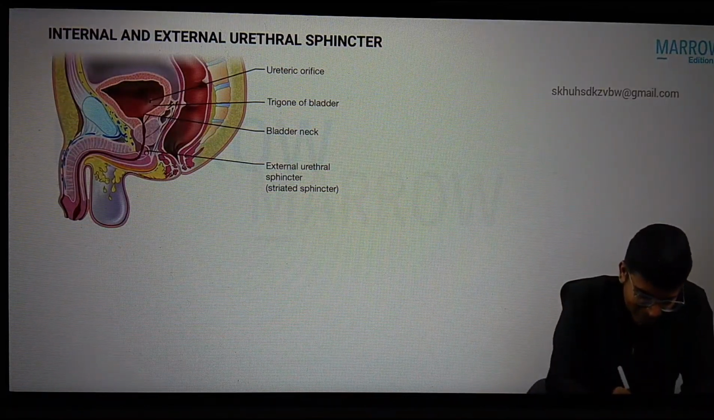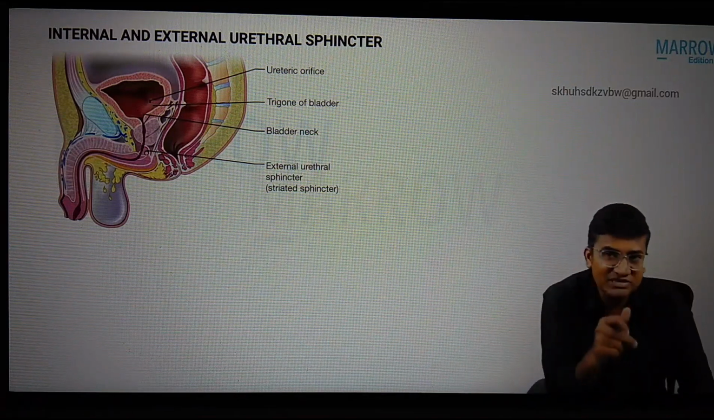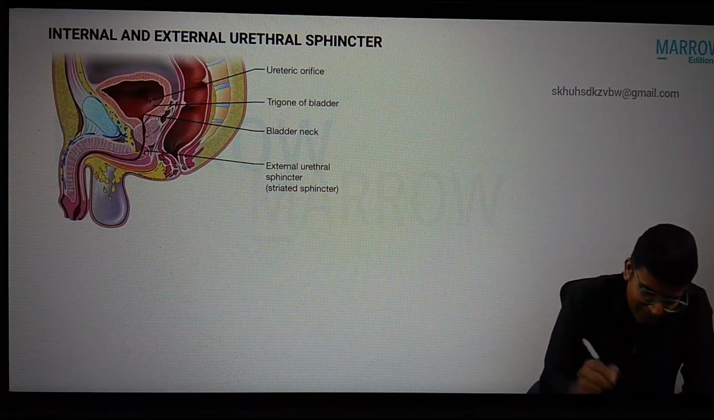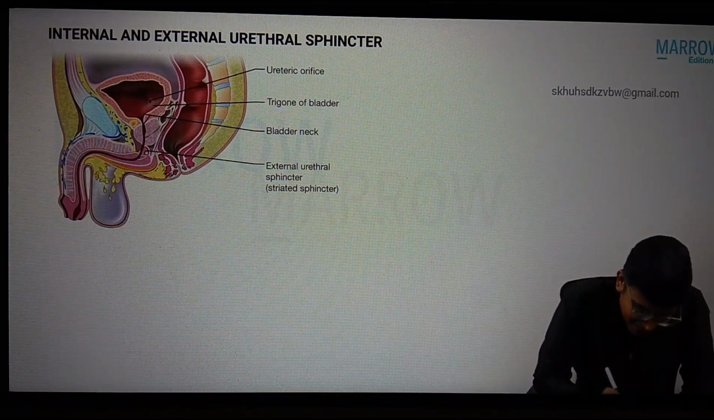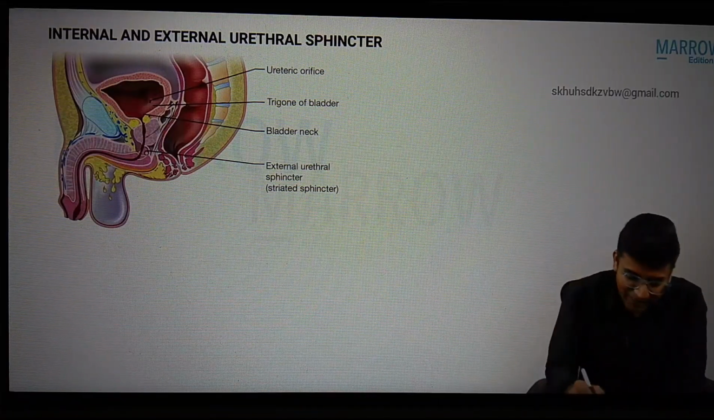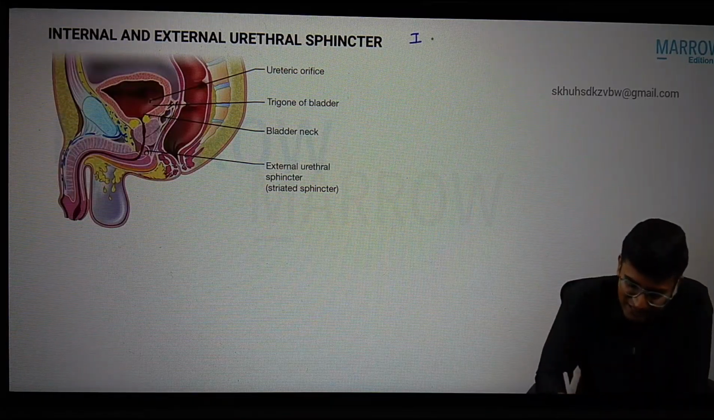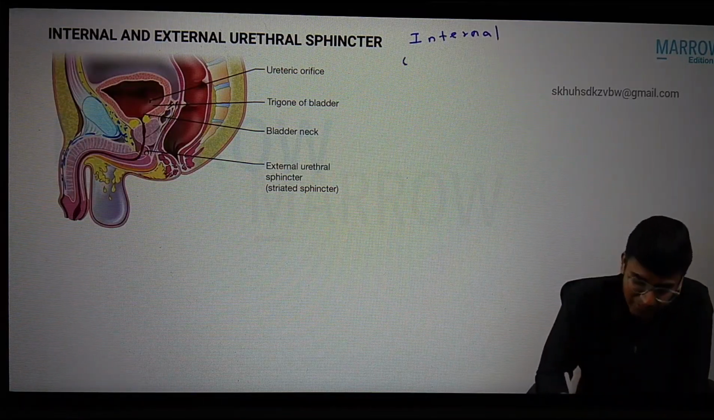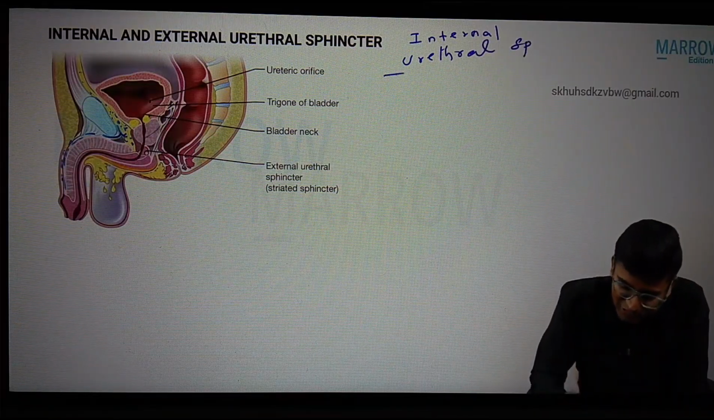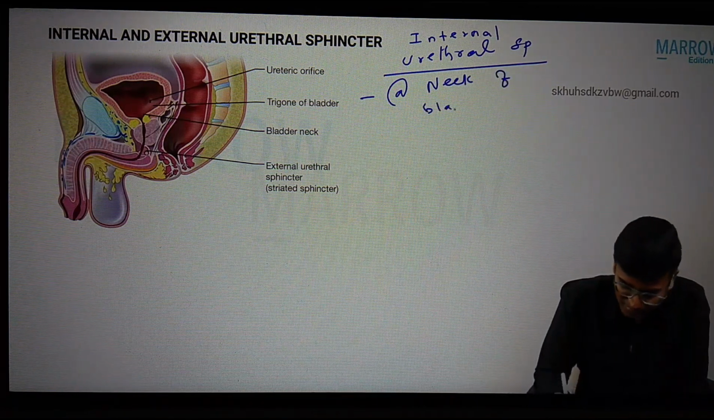Very good. Now see this diagram. In this diagram, we're going to discuss something new. I told you we have the external urethral sphincter. That means we also have an internal urethral sphincter. The internal urethral sphincter is present here, at the neck of the bladder. Okay, so please write internal urethral sphincter. Very important. Many times we got questions from this topic. So the internal urethral sphincter is situated at the neck of the bladder.